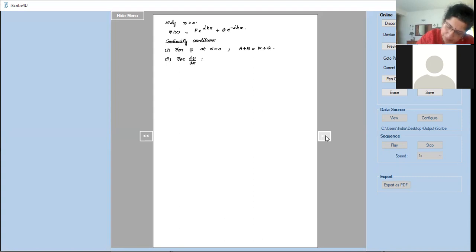You will get an ik, and here you'll get A e to the power of ikx minus B e to the power of minus ikx, which at x equal to 0 is equal to ik times (A minus B). And this is, of course, for x less than 0.